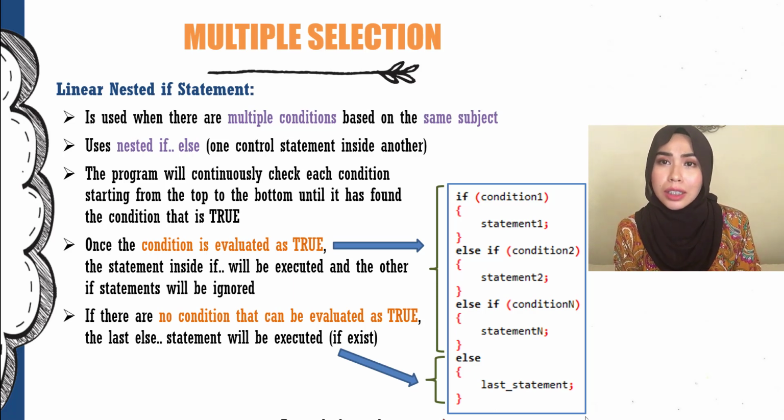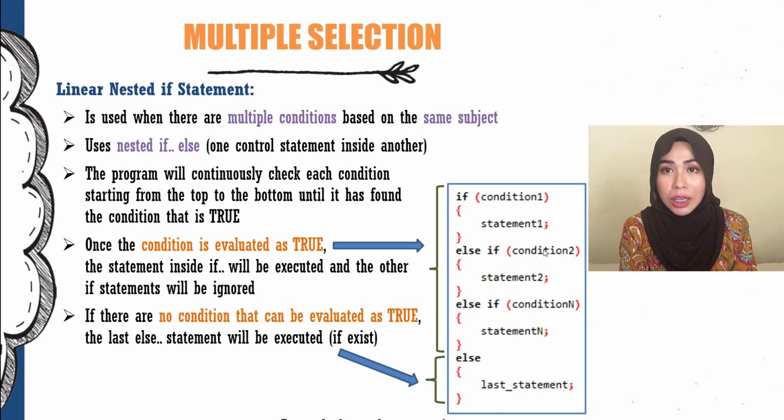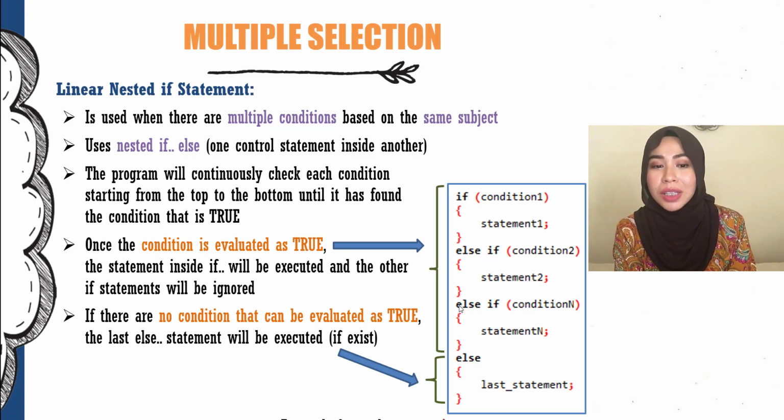This is called a nested if else. If you take a look on the side here, we have more than one condition that we need to evaluate, and each of these conditions somehow relates to one another. This is why it says conditions based on the same subject. Let's say we evaluate this condition. If it's true, it will execute this statement. If it's false, it will move on to the next else if, meaning that it will evaluate this condition. If it's true, it will go inside here, but if it's false, then it will move on to the next condition. If this condition is true, it will execute the statement that is inside.